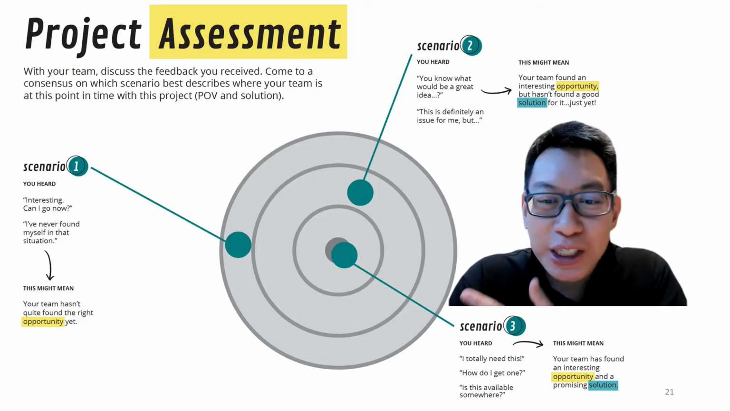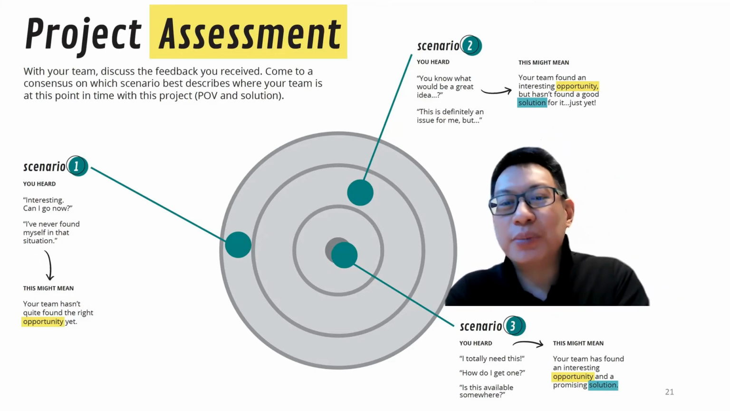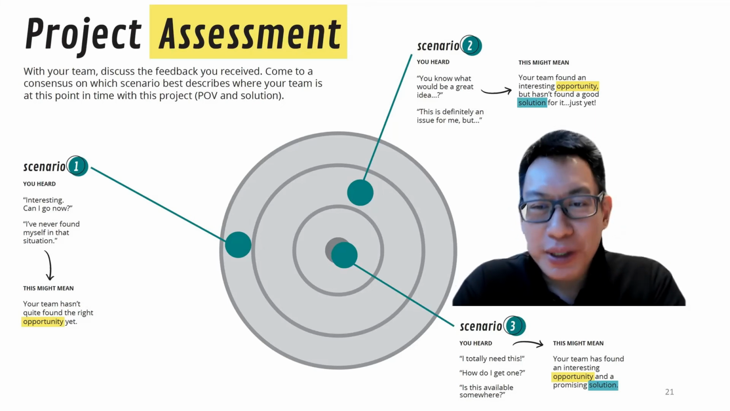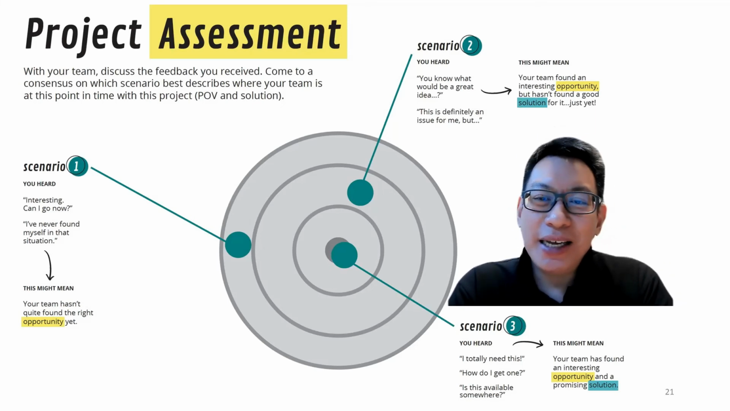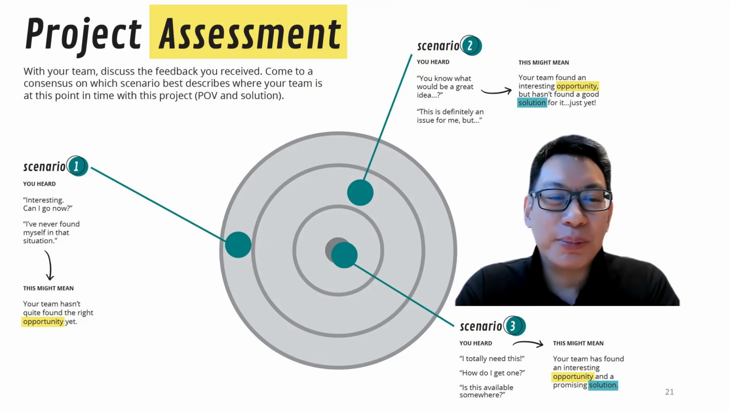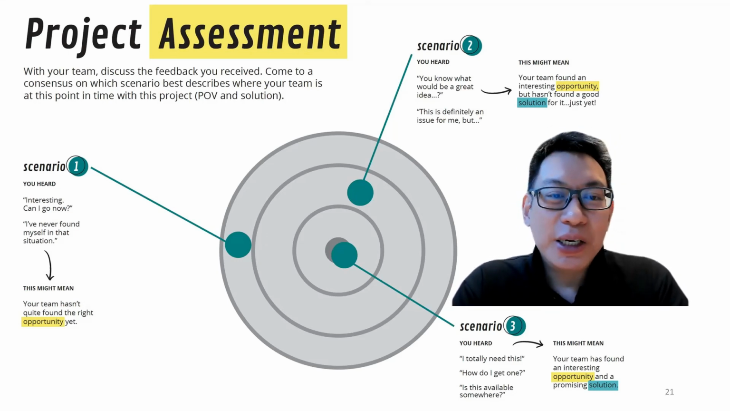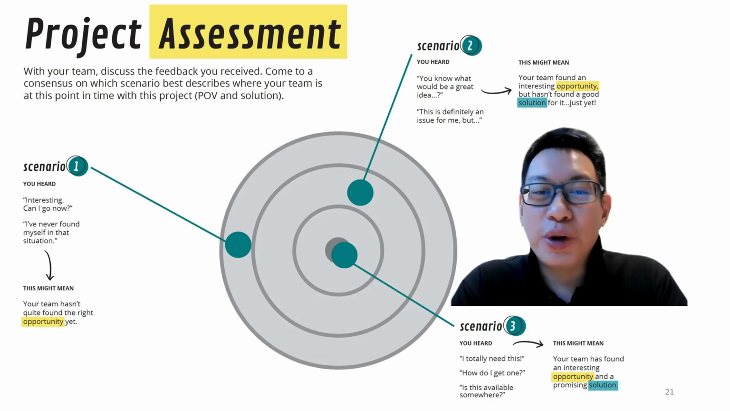Scenario 3 is when, from the feedback during your test stage, you heard something along the lines of, "I totally need this," or "How do I get one?" or "Is this available somewhere?" If you hear this kind of comments, it might mean that your team has found an interesting opportunity as well as a promising solution. So if you hear that, you may want to further improve your prototype and maybe do more testing to validate and confirm your solution.